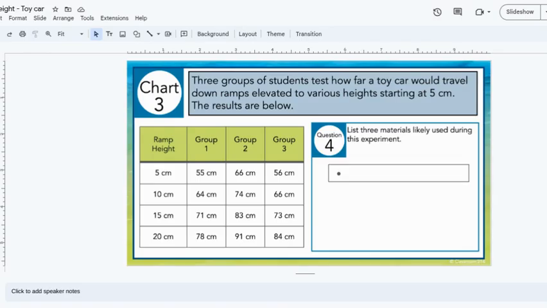Question 4. List 3 materials used during this experiment. Well, how would you measure the height? You'd probably want a ruler. How would you measure distance? You're going to need a toy car. And what did we do for our class to increase height? They're over behind my desk. They're pink. Books. So this is getting you guys to think, how could we run this experiment? And it's just going to be, you'd need cars, you'd need rulers, you'd need books. This is having you be the scientist.